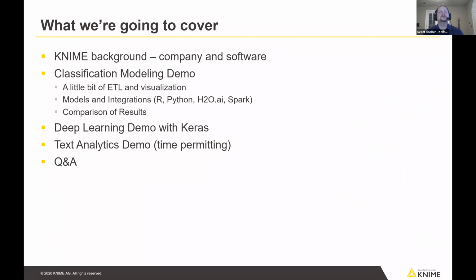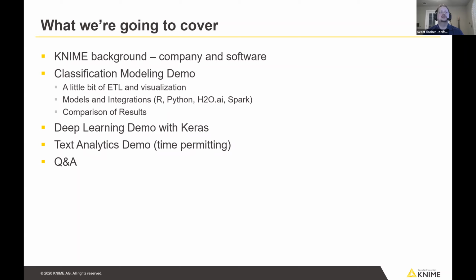We have about an hour with you all. So I'll give you just a brief background on KNIME, the company, and then the software that we offer. We have a few different modeling demos that I'm going to show you today. There's a classification modeling demo, which involves a little bit of ETL, data blending, and also some visualization. And I'll show you different ways that we can approach modeling within KNIME. The idea of this talk is we can use not only the KNIME built-in tools to approach the modeling that we want to do, but also some of your other well-known open source data science tools like R, Python, H2O, and Spark. And I can show you how we can do all of that under the KNIME umbrella using very little code, really. Once we build these models out, we'll do a comparison of the results and see how they performed against each other.